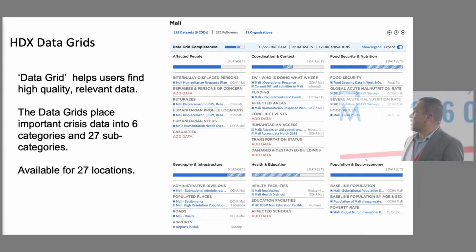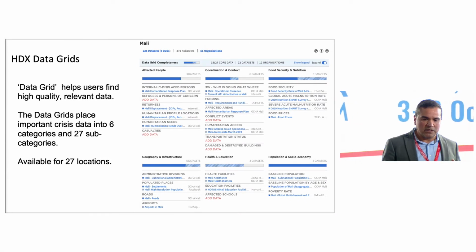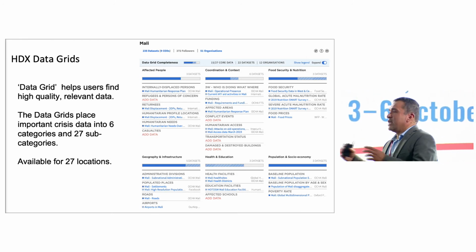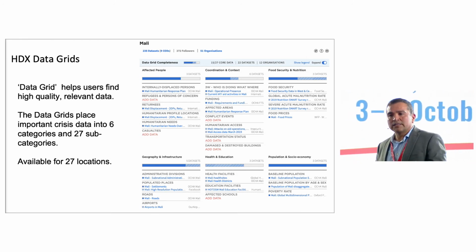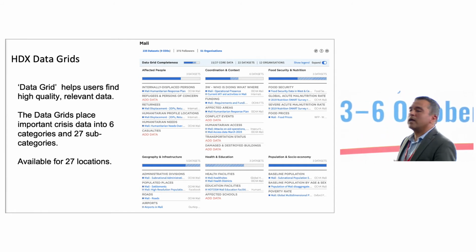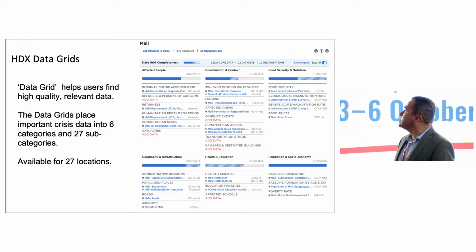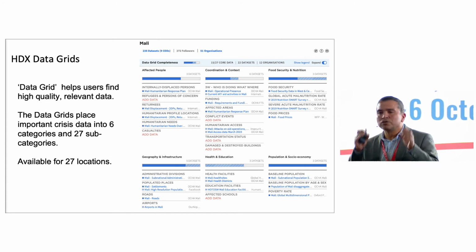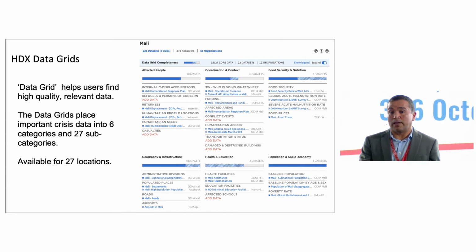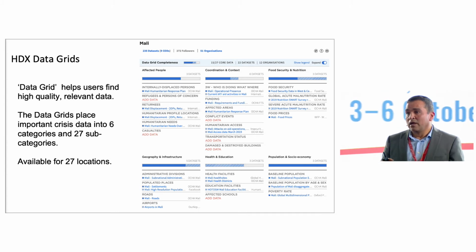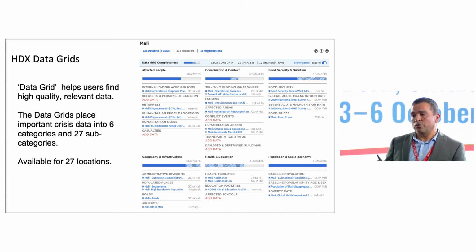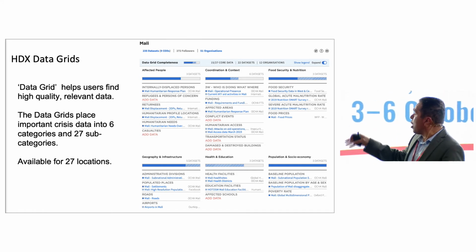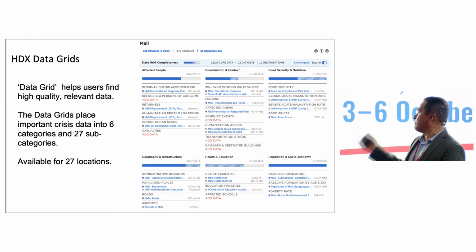But at the same time, we realized that there are a lot of gaps in some critical areas for humanitarian response. So we came up with the idea of organizing the data on XDX in something that we call internally data grids. Data grids is nothing else than grouping the data in such a way that you can come to the platform, type the country that you're interested in and see what is available and what is missing. We have data grids for 27 countries, and those are countries for which there is an interagency response plan. So you come and you see immediately what we have and what is missing.